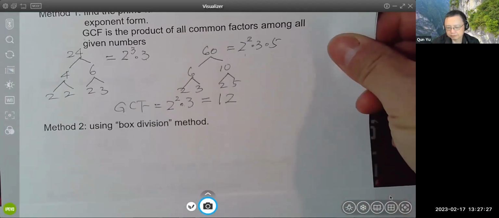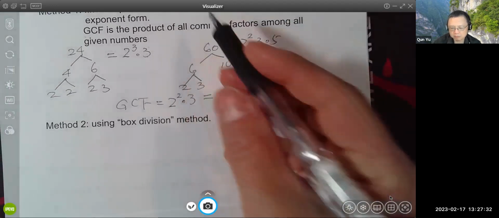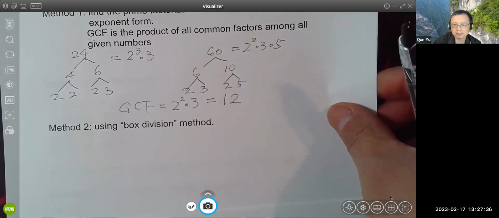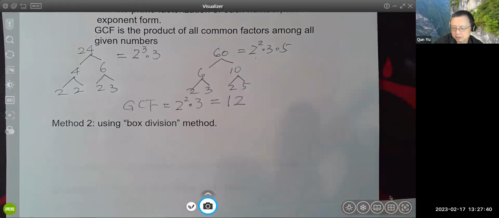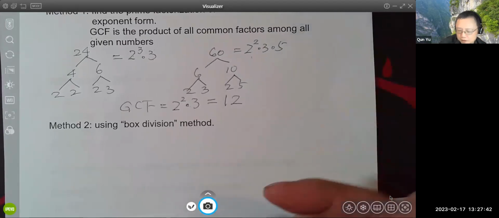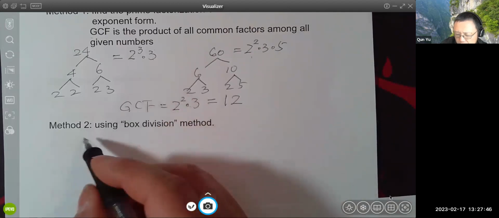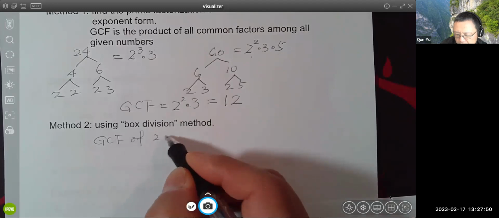Now, I'm going to redo this problem using another method, which I call box division. I don't know if there's such a name. Maybe I just invented a name for this. It goes like this. Again, we're still doing greatest common factor of 24 and 60.